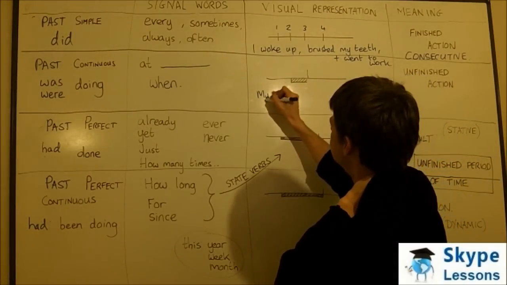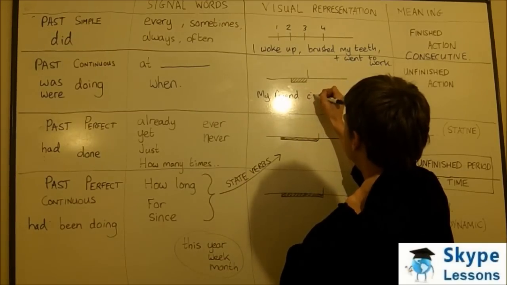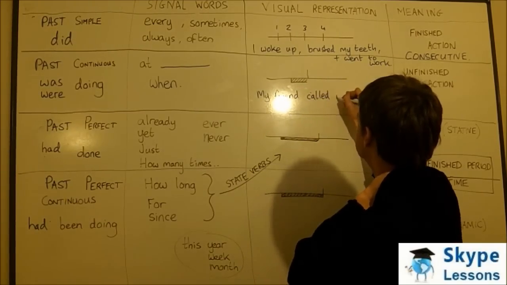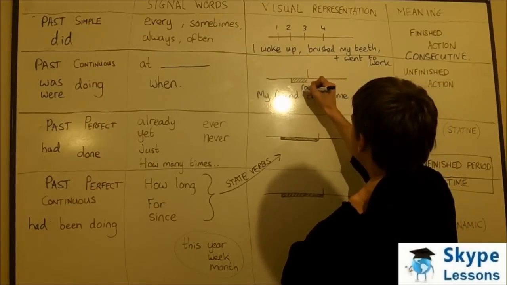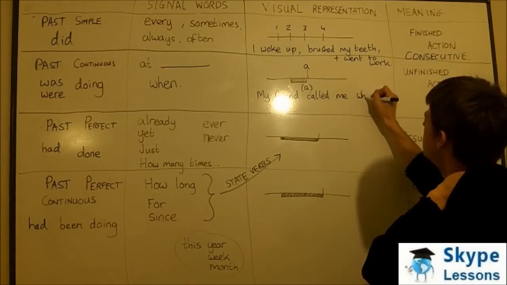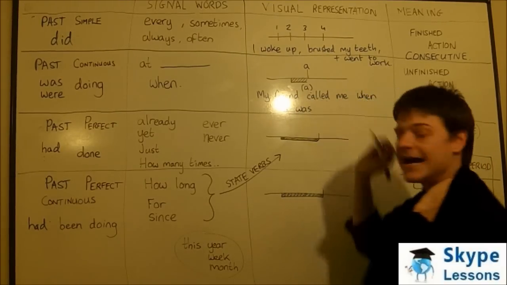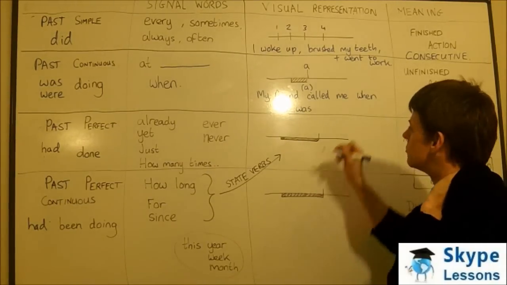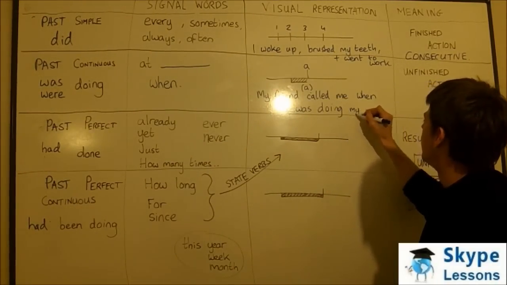My friend called me when I was doing my homework. My friend called me, past simple, because that's finished. He called me, and that's here. If we call this part A is above. Okay, my friend called me when I was doing my homework. I hadn't finished the homework when he called me. So we must use past continuous. I was doing my homework.